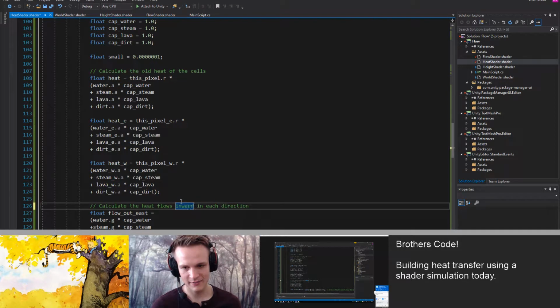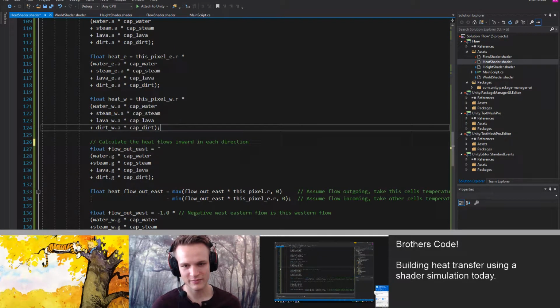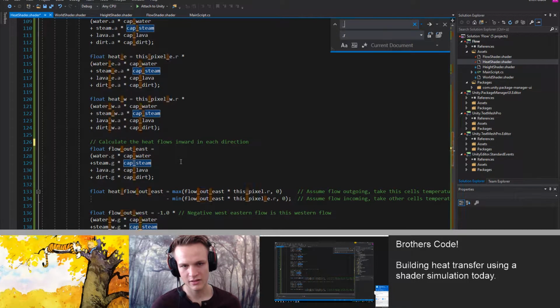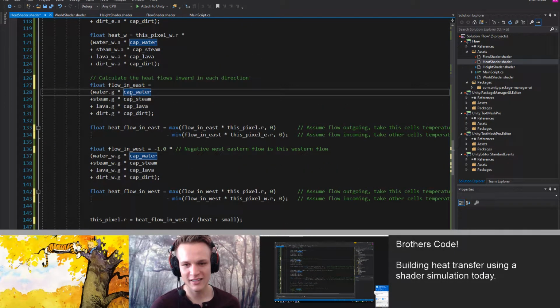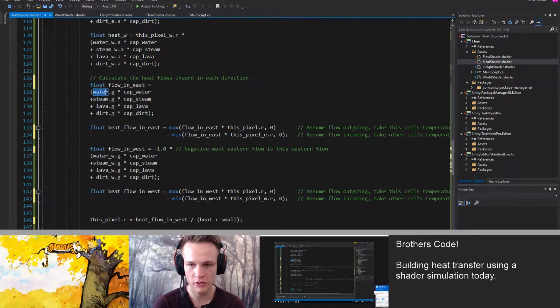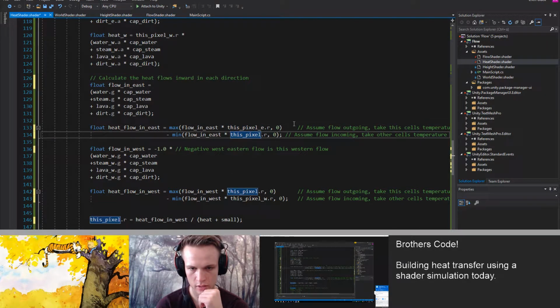So okay, old heat's correct. So it needs to be inward. So flow this is in east. Boom, done. That's how it works. Right? Okay, so now you need to switch the, so these are all, hold on, flow in from the east. Yeah, that's correct. However, in the heat flow in from the east, you have to switch the temperatures because that one has to be the temperature from the eastern cell, and the other one has to be my temperature, yes.